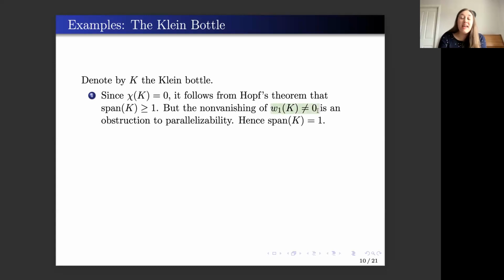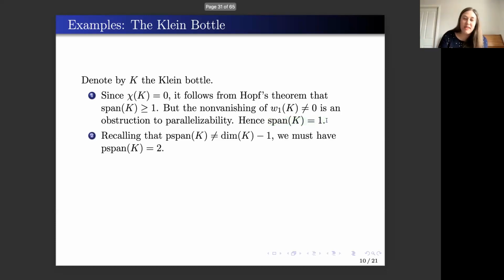So the fact that W1 of the Klein bottle is non-zero means that the Klein bottle cannot be parallelizable. So we know that span has to be 1. Otherwise, the tangent bundle would be trivial and then it would be parallelizable. We can also quickly compute the p-span using one of these facts that we just learned.